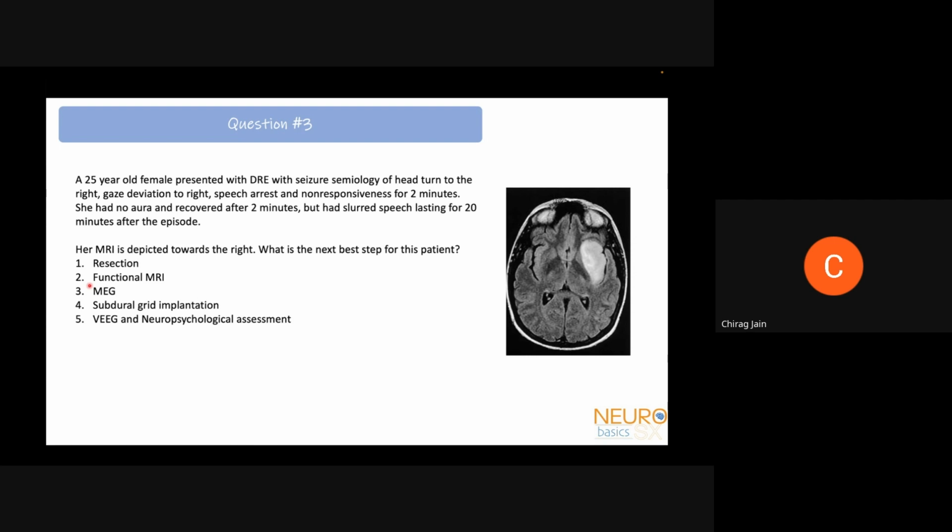Okay, so let's remember what the patient presented with. They have not presented with a glioma. They have presented with a drug-resistant epilepsy. And for the evaluation of drug-resistant epilepsy, the first phase always includes video EEG and neuropsychological assessment. So the next step is to do a video EEG and a neuropsychological assessment.